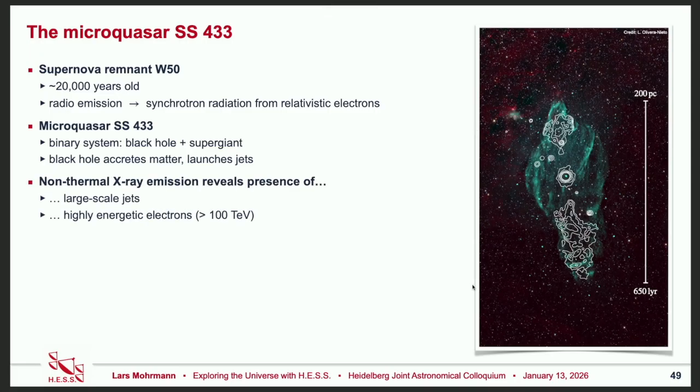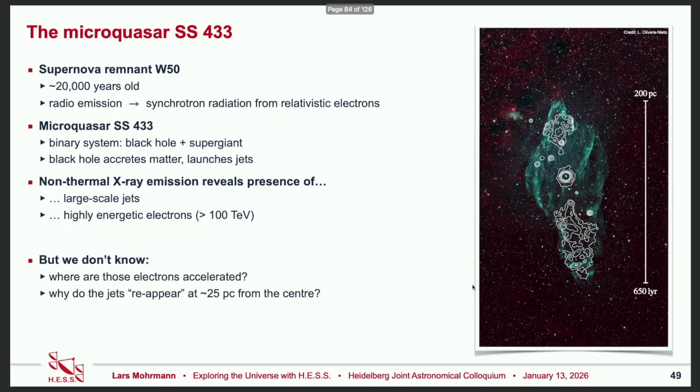Now you can look at the system in X-rays, and that's shown by the white contours here. You have high X-ray emission close to this microquasar, then it disappears, and then you observe these large-scale features here, which again are due to these jets, and they tell us that highly energetic electrons must be present somewhere in these large-scale jets. So they must be coming from somewhere, these high-energy electrons, and the question is where, because just from this measurement we don't know where those electrons are accelerated, and why it is that the jets disappear and then reappear at quite a large distance, 25 parsecs or so from the center.